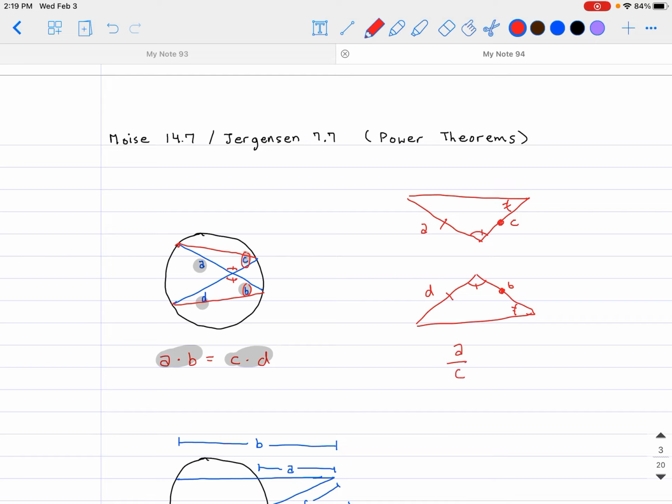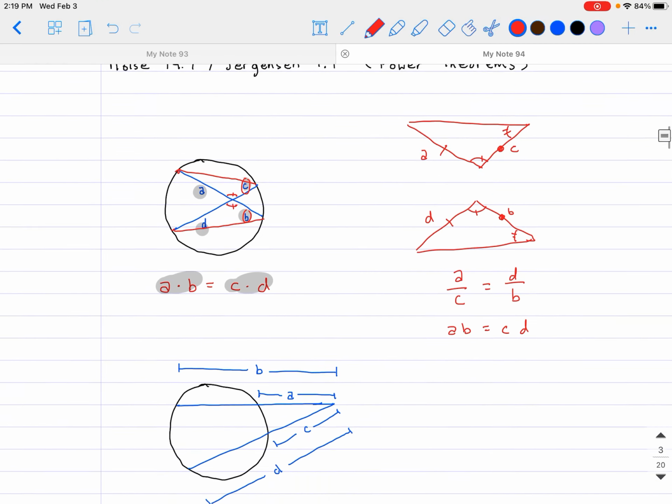A over C is then equal to D. Oh, sorry, that's not a D. This is a D right here. D over B. And if you cross multiply, then you get A times B is equal to C times D, which is basically what we have right there.